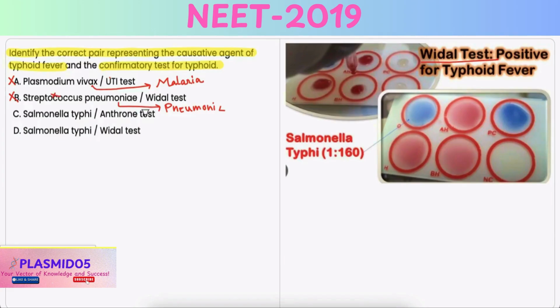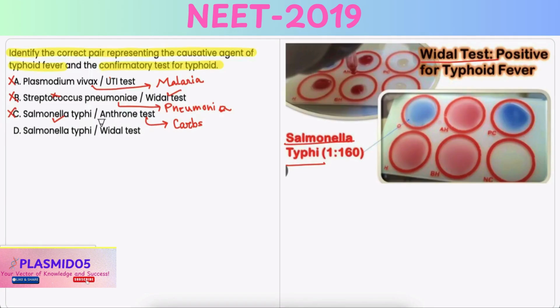Option C, Salmonella typhi and anthrax test. It is also incorrect. While Salmonella typhi is indeed the causative agent of typhoid fever, the anthrax test is not used for diagnosing typhoid. The anthrax test is a colorimetric test for the detection of carbohydrates and not for typhoid.